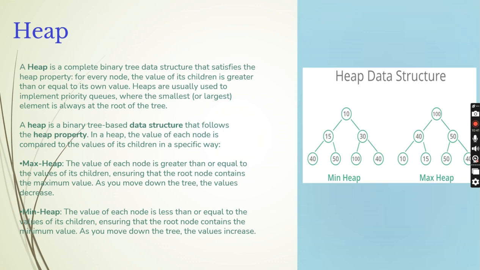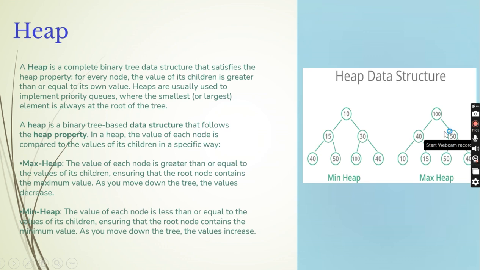Maximum heap and minimum heap, what are these? In the max heap, for example this one, the value of each node is greater than or equal to the value of its children. So each node here, 100 is greater than 40 and 50, 40 and 50 are greater than 10 and 15, and 40 is greater than, almost, it's equal.